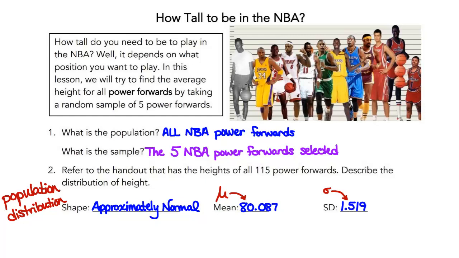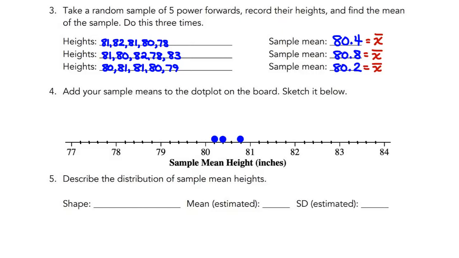Number 3, I asked you to take a random sample of 5 power forwards. I wanted you to write down their heights and then find the mean of that sample. And I wanted you to do that 3 times total. So I have done that. I've got my 3 means up on the board. I want you guys to come up and add your dots. Once you have your 3 samples of 5 power forwards picked out, calculate the mean for that sample, and then you're going to come up and put a dot on the board.